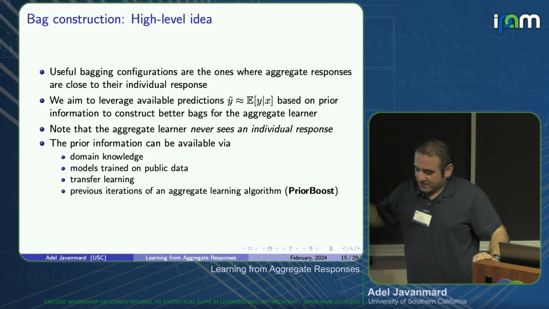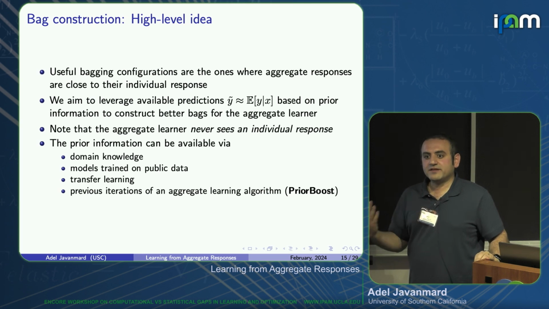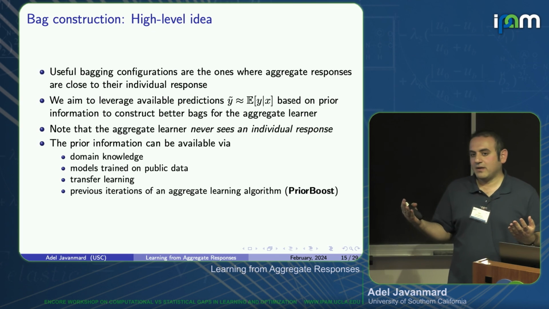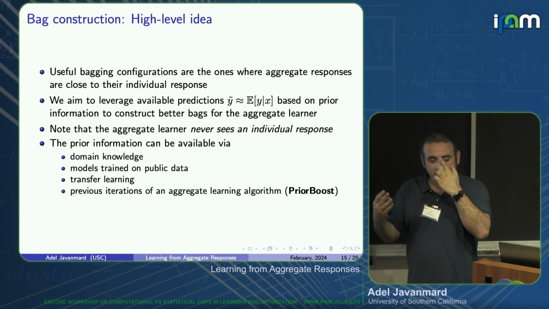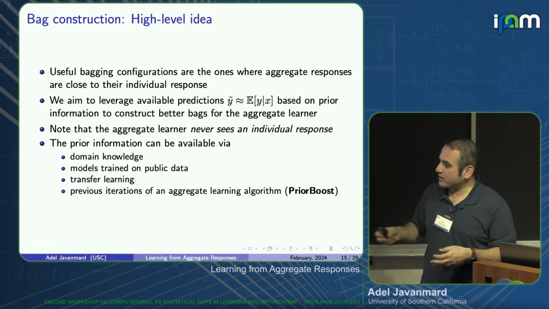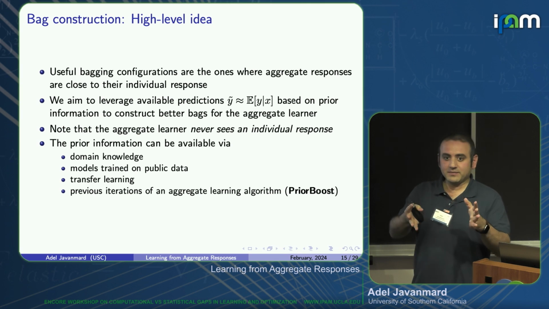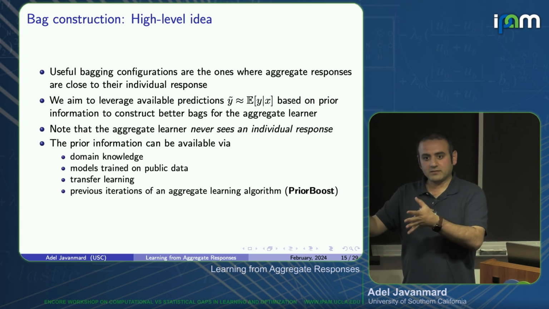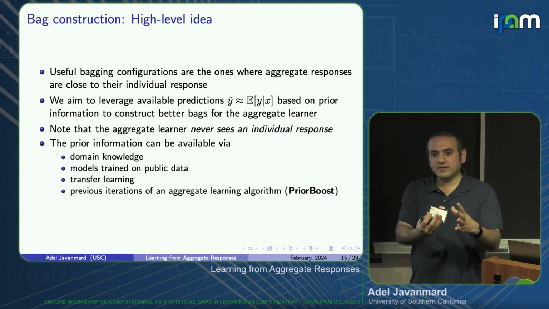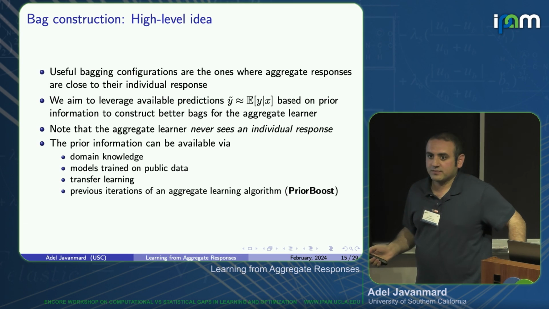The high-level intuition is that the good bagging schemes are those where the aggregate response is very similar to the individual response. So if I somehow had the individual responses and wanted to construct the bags, then based on this intuition, I should put all the samples that have similar responses together in the same bag, right? Because this way, once I take the average, it is closer to each of the individual responses. But the problem is that I don't see the individual responses.